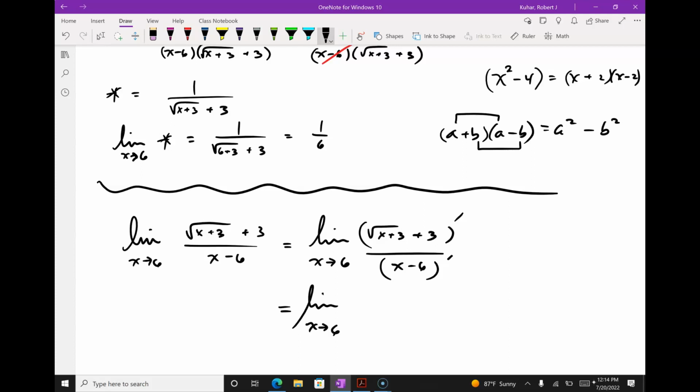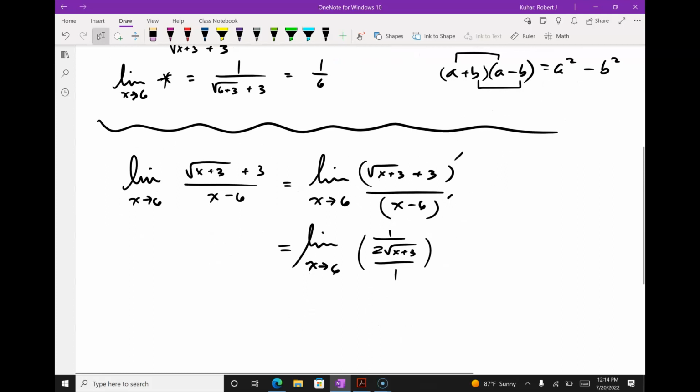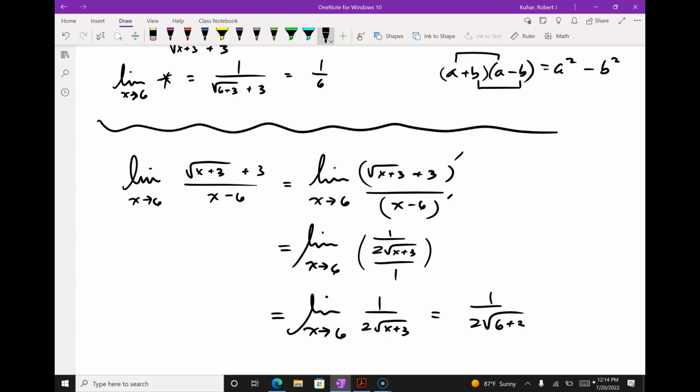So we already talked about the derivative of the numerator. What is it? Yeah, 1 over 2 square root of x plus 3, and the derivative of the denominator is just 1. Nice. So I've done L'Hopital's rule. I can simplify, and I would probably prefer that you do. Of course, this just becomes 1 over 2 square root of x plus 3. And then, of course, I can evaluate 1 over 2 square root of 6 plus 3. So it's still 1 over 6. What do you know? It better come out the same.